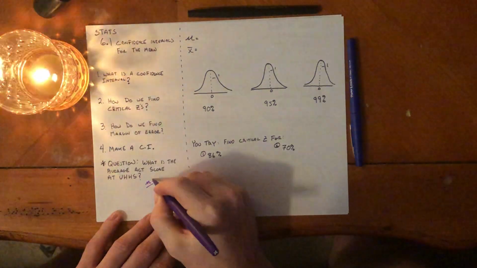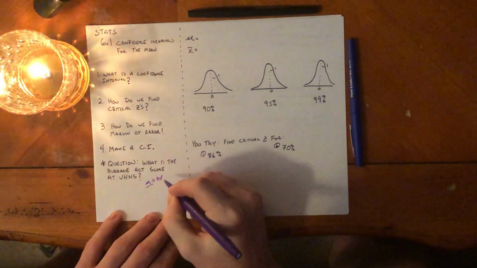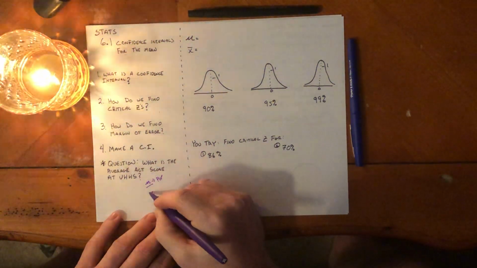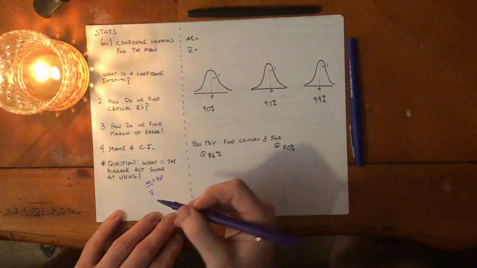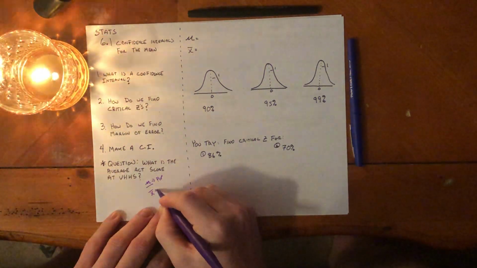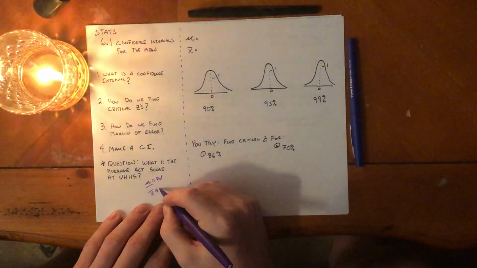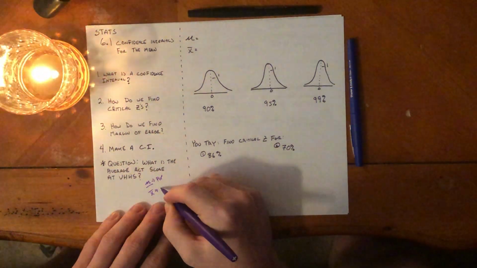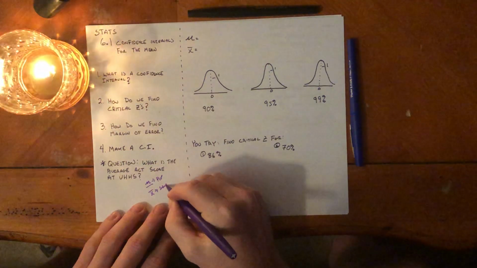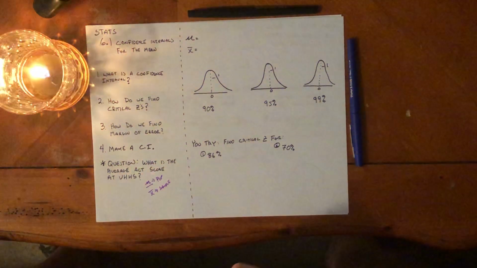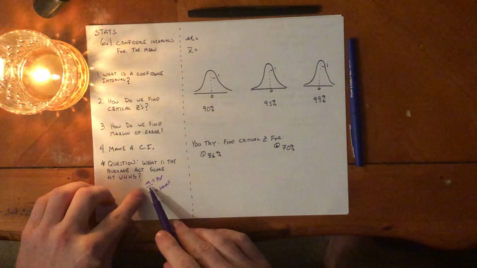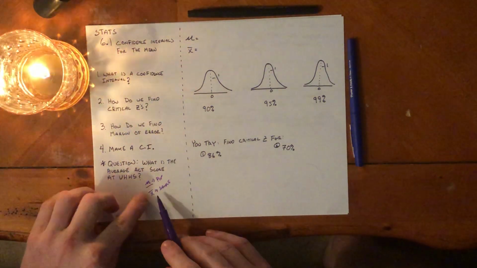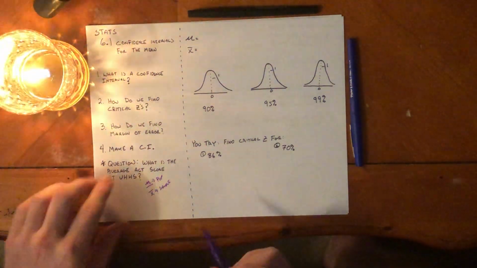So mu goes with the population. And the sample mean, let's say I just look at a class and I find the average there, that's going to be the mean of the sample. That's known as X bar, right? So the whole school, their average ACT score is mu, and our class is X bar.